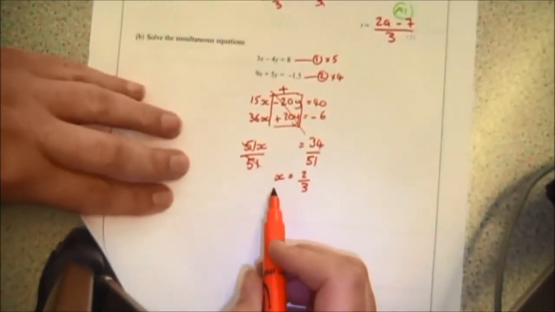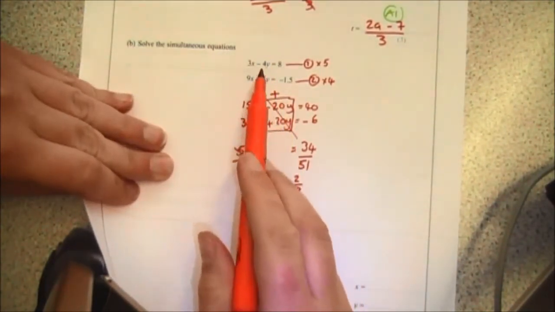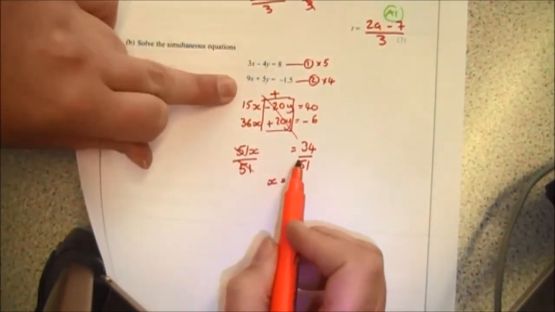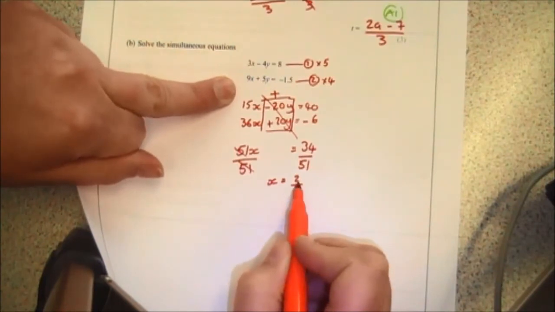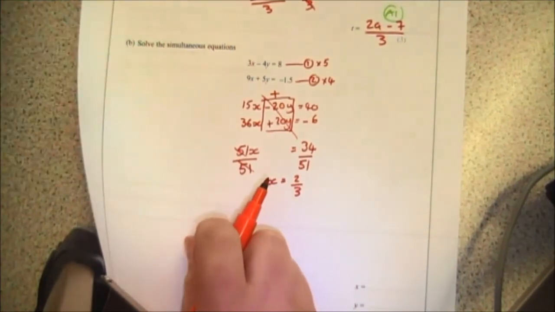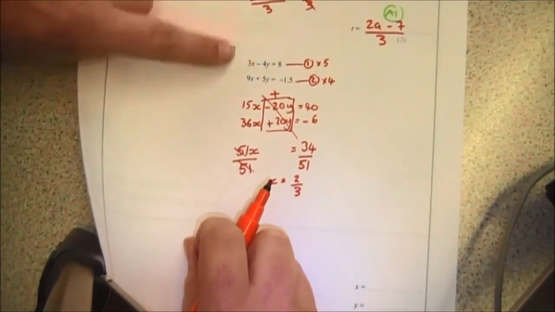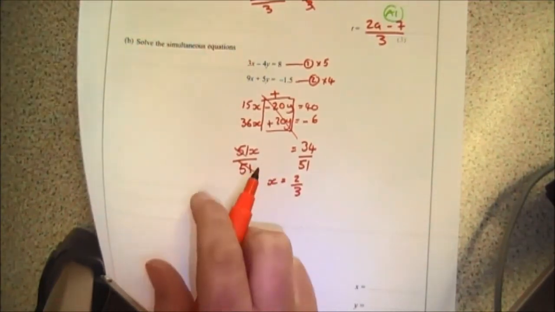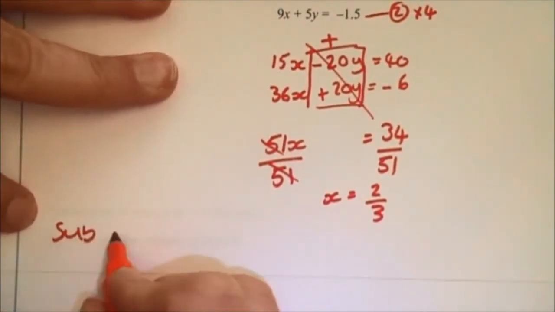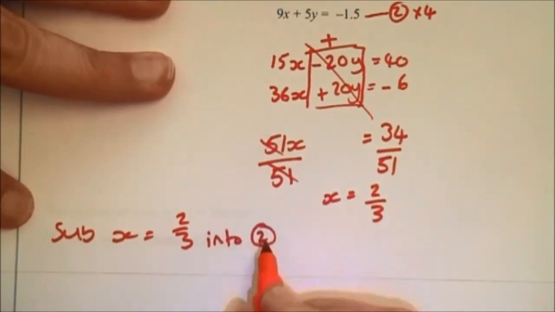Now what I need to do is substitute that x value into one of my original equations. You can choose which equation to do. I'm going to pick the second one, only because I know that that's going to be in 2/3 there, and it's quite easy to do 9 times by 2/3. I mean, that one is 3x, so it would be just as easy, but I'm going to do the bottom one. Okay, so I'm going to sub x equals 2/3 into equation 2.